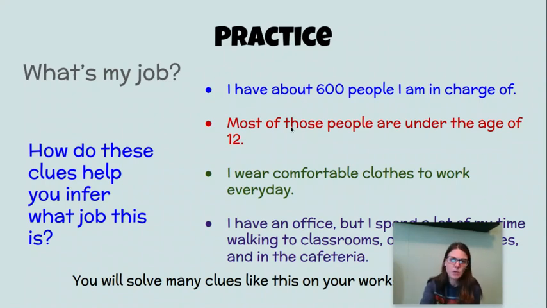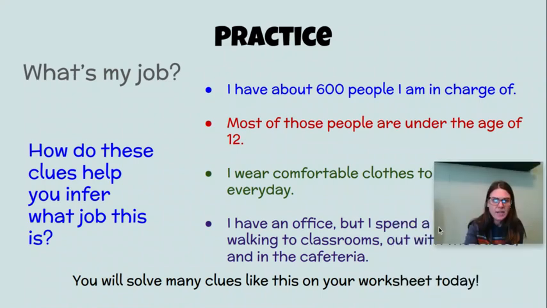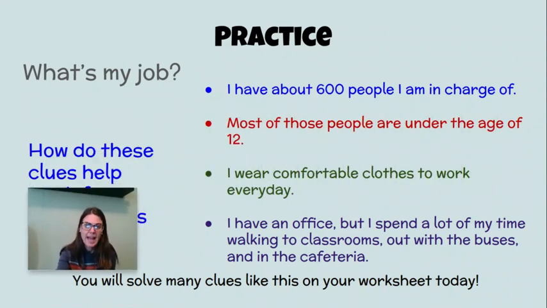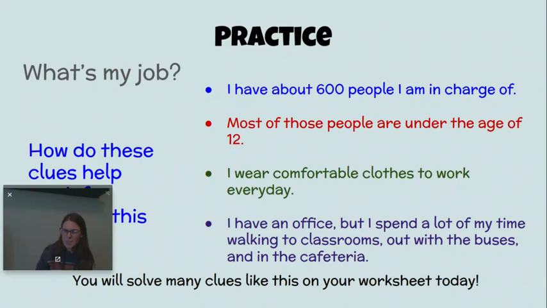First, I want you to play this game with me. So here's your first clue. I have about 600 people I am in charge of. Most of those people are under the age of 12. Oh, well, that's interesting. I wear comfortable clothes to work every day. So they probably don't work in some big office building. And I don't think that a lot of people under the age of 12 are in some office building either. So, oh no. Oh, there's my last clue. I have an office, but I spend a lot of my time walking to classrooms, out with the buses, and in the cafeteria. So let's put these 4 clues together and solve this riddle.